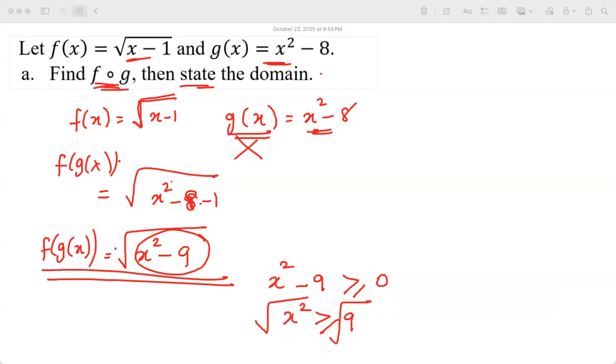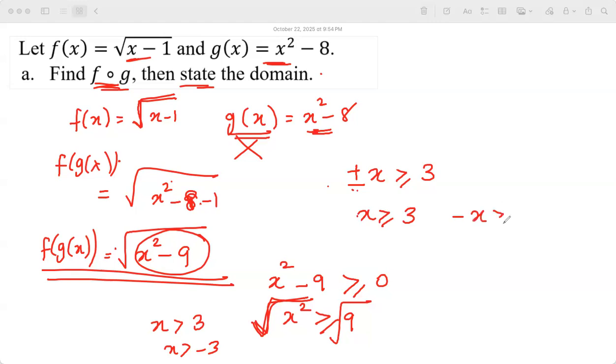When you take square roots, you add the plus or minus, because it doesn't make sense to say x is greater than or equal to plus or minus 3. So you can better say, when you take the square root, plus or minus x is greater than or equal to 3. When you say x is greater than 3 and x is greater than minus 3, it's not making any sense. That's why I add the plus or minus to the x. So x is greater than or equal to 3. Minus x is greater than or equal to 3, but multiply by minus 1, and this becomes x is less than or equal to minus 3.